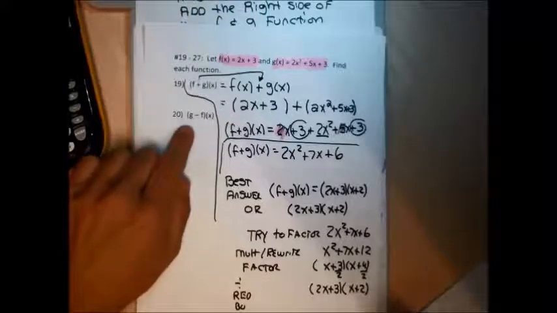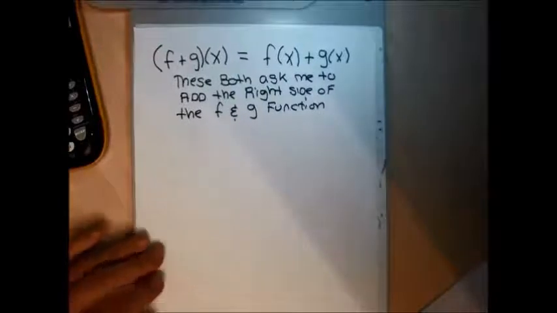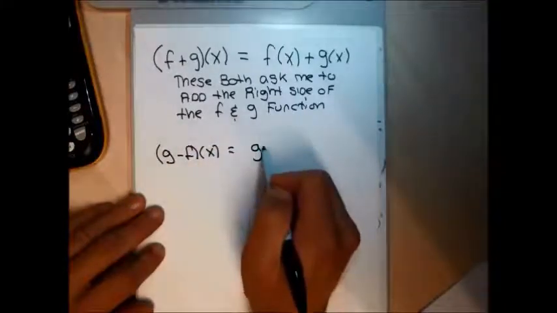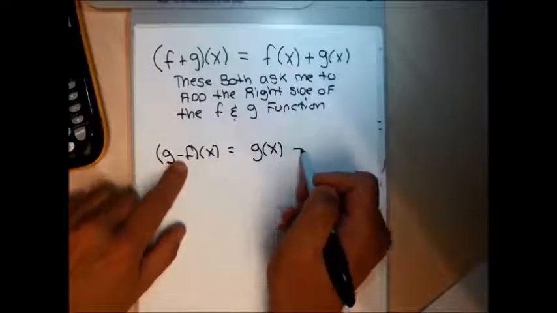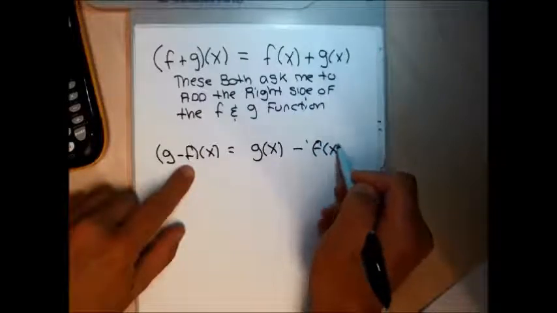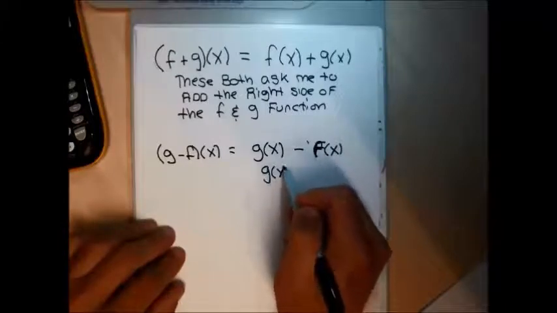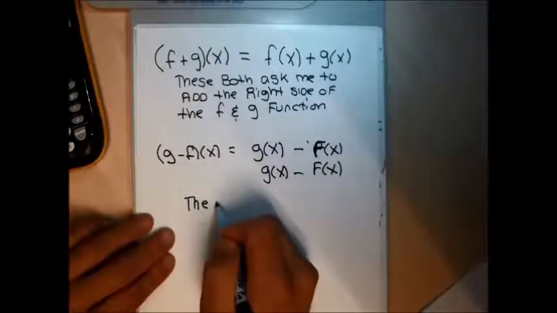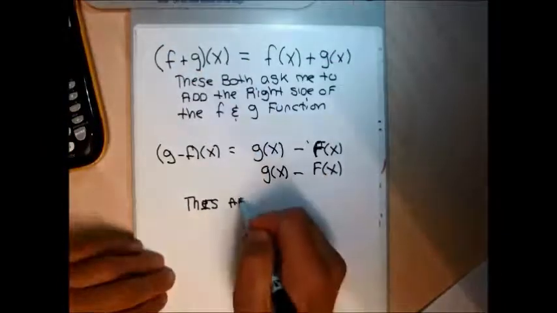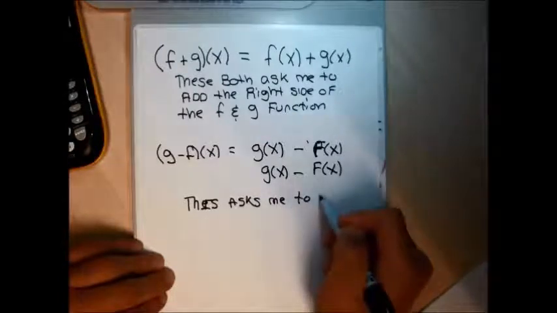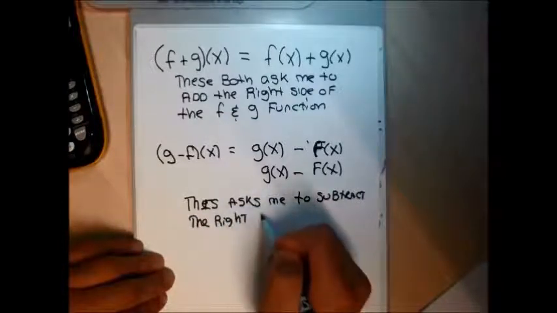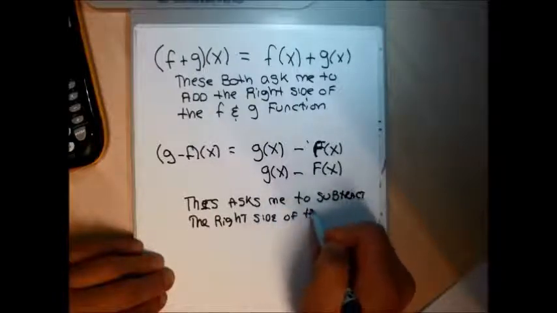Problem 20 wants me to find g minus f of x, and I flip back to this sheet. G minus f of x is going to ask me to do g of x, which was the letter written first, then the minus sign, and then f of x. It says g of x minus f of x. This asks me to subtract the right side of the f and the g function. The original notation and the rewrite notation both ask me to subtract the right side of the functions in that specific order.